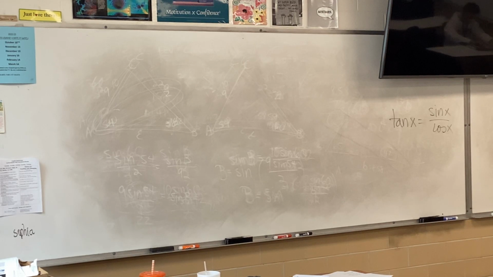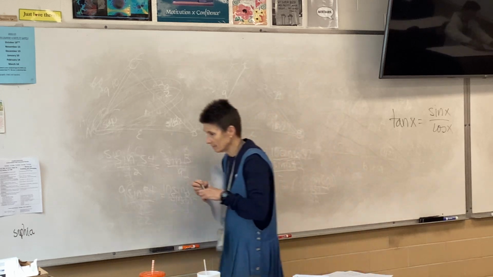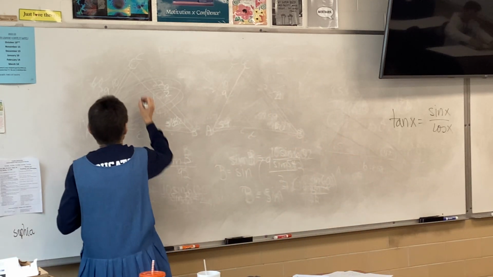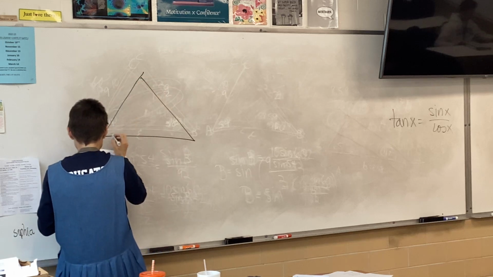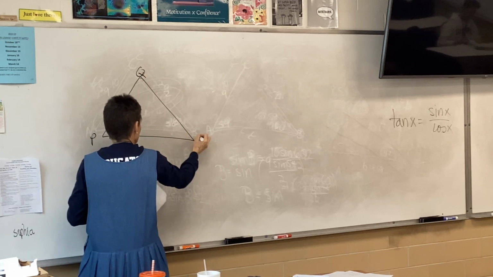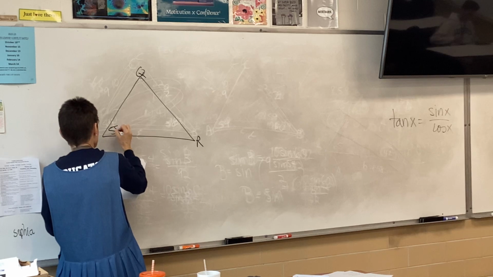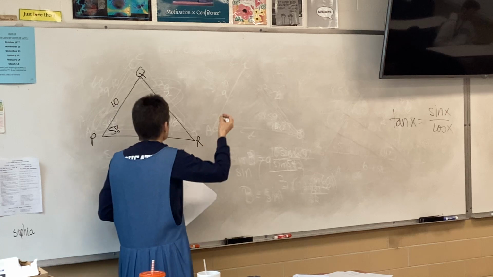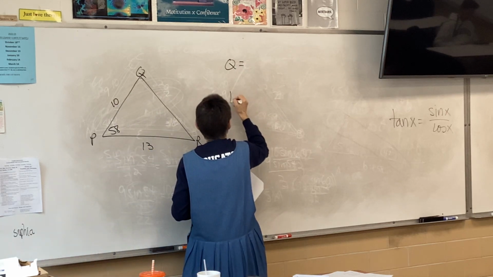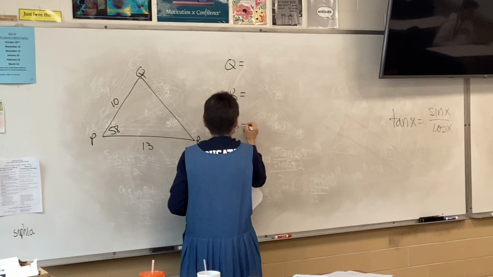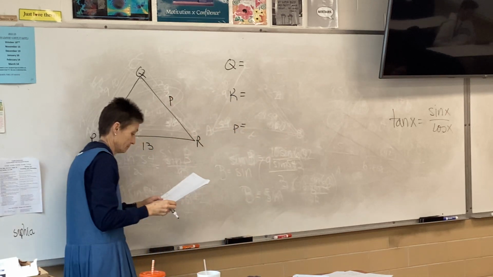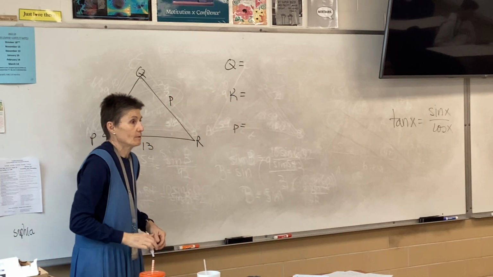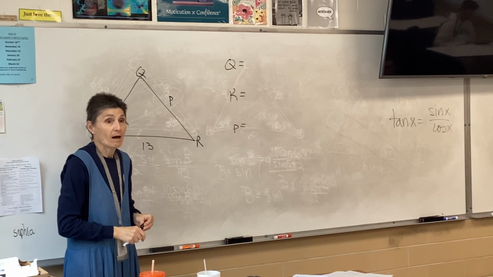I don't need that. All right, so when you look at 5.6, it looks very much like what we were practicing before. So let's draw the triangle, PQR, and this is 58, this is 10, this is 13, and then our job is to find angle Q, angle R, and side P. Solving the triangle.